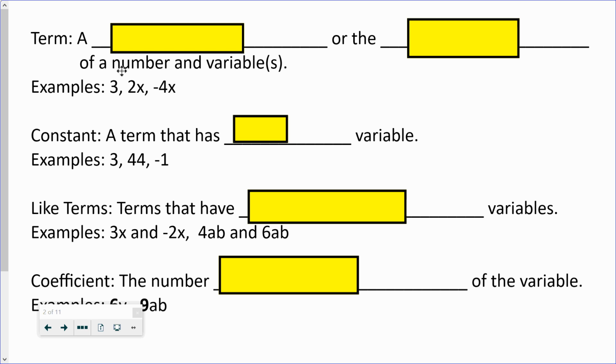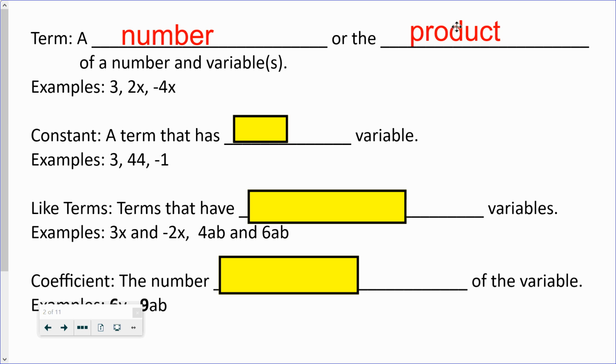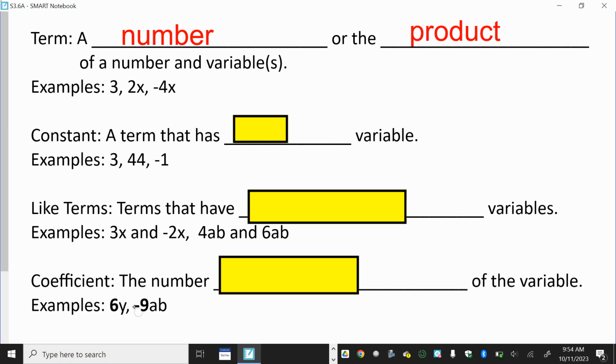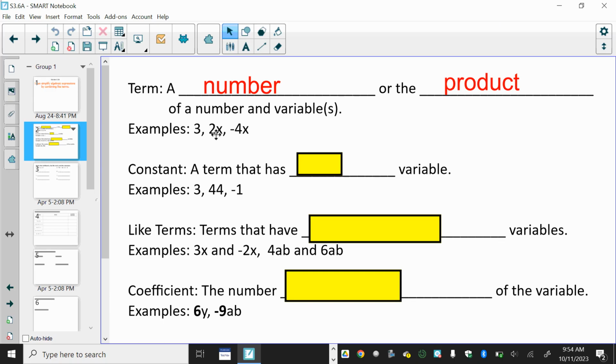So let's name some stuff. A term is a number or the product of a number and a variable. That means multiplication. Here's some examples. Here's an example of a number, 3. Here's an example of a product of a number and variable, 2x, right? Same thing, here's negative 4x. That's also a term. So there's the one for the number, here's the ones for the product and number. They're separated by addition signs, subtraction signs generally.